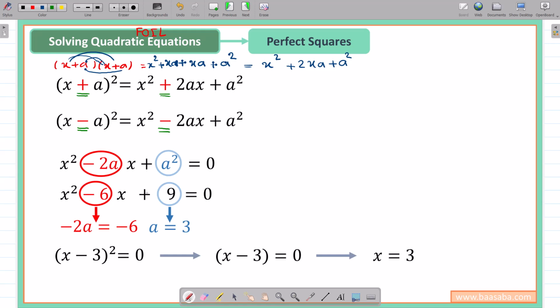We want to solve this equation using perfect square identities. x to the power of 2 minus 6x plus 9 equal to 0. First of all, you have to make sure that the coefficient of x to the power of 2 is always 1 or -1, or you can make it 1. I'm going to show you how in the next examples. Then the second step is to check the constant term. The constant term should always be a perfect square. We all know that 9 is a perfect square, which is 3 to the power of 2.